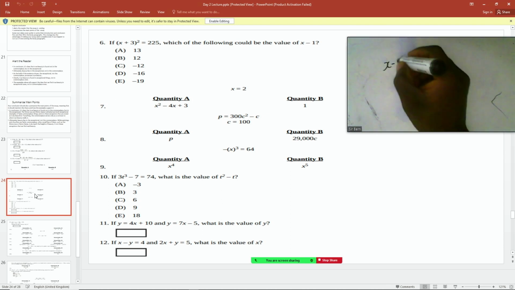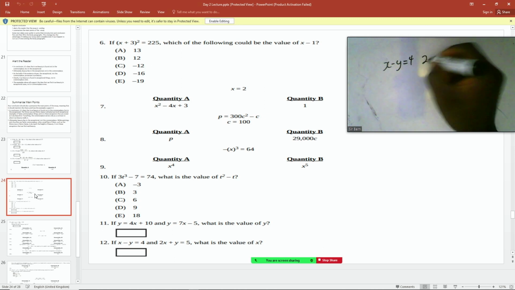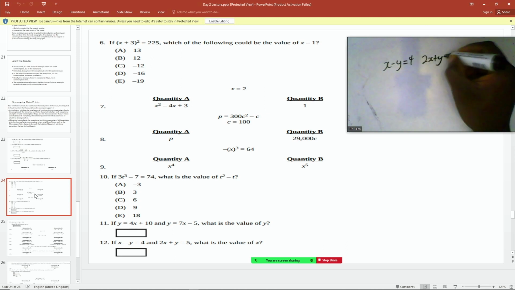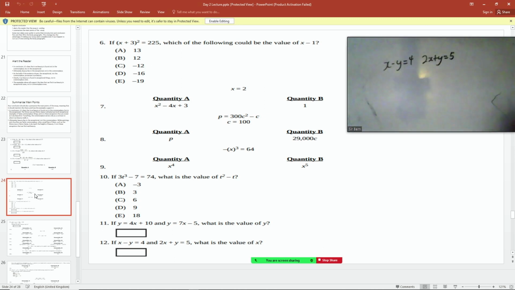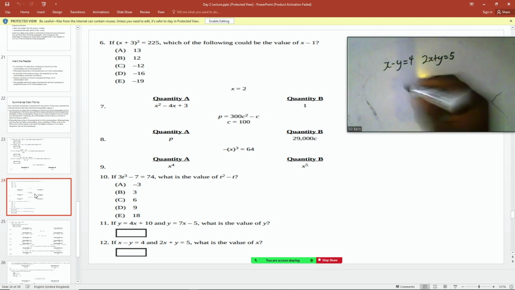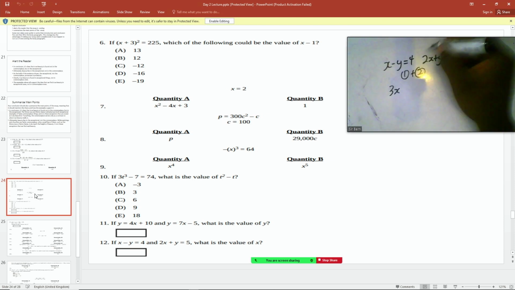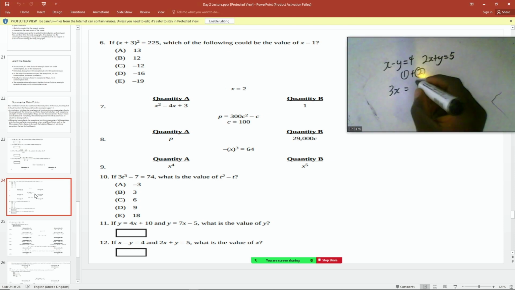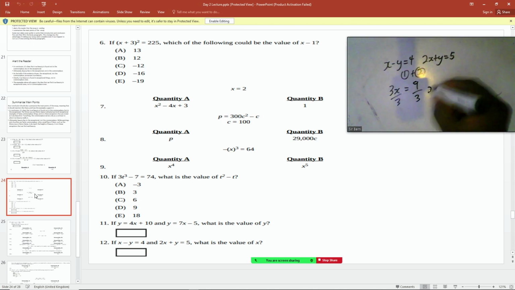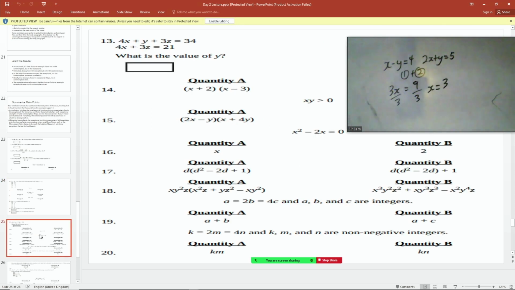Question 12. x minus y is equal to 4. 2x plus y is equal to 5. What is the value of x? Because we have this, we can add equation 1 to 2. If you add that, we'll get 3x. Minus y and positive y will cancel out, to give us 9. Dividing through by 3, x is equal to 3. So that is our answer. We write that into the box.